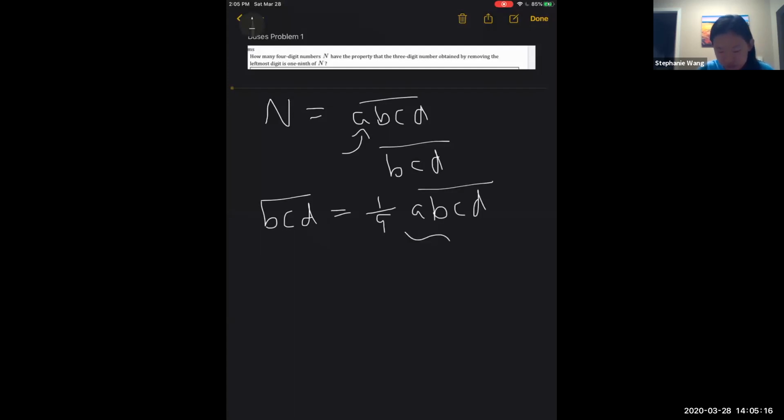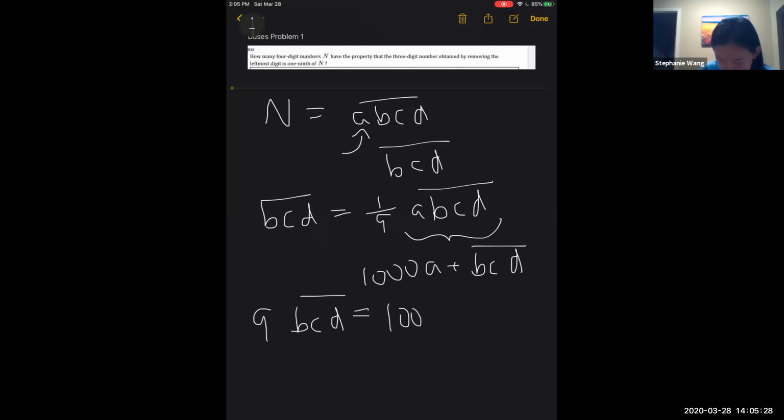We can rewrite the number as 1000A plus BCD. We can rearrange the equation a little bit, and we get 9 BCD equals 1000A plus BCD. We can move BCD over to this side, and we get 8 BCD equals 1000A.